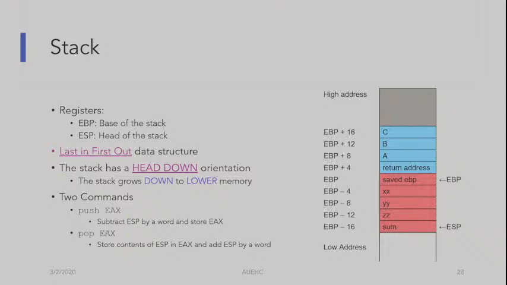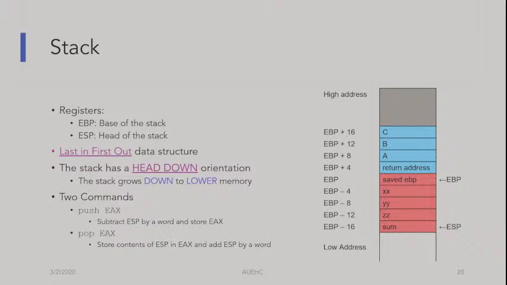What's EBP for? Base pointer. Okay, if we're talking about a stack frame, what is the base pointer for? So it's the base of the stack frame. It points to the bottom, the beginning of your stack frame, right? So you use that as a stable point to refer back to the parameters as well as the local variables.